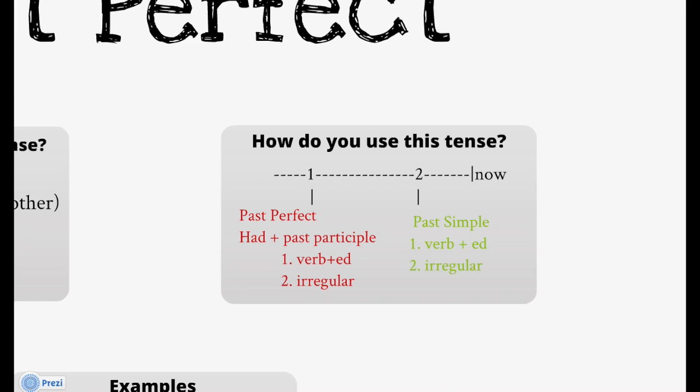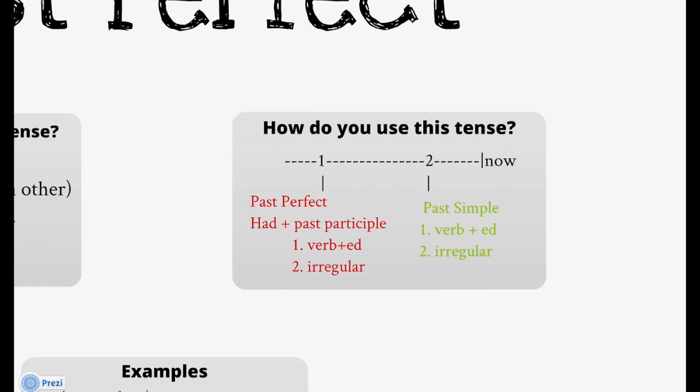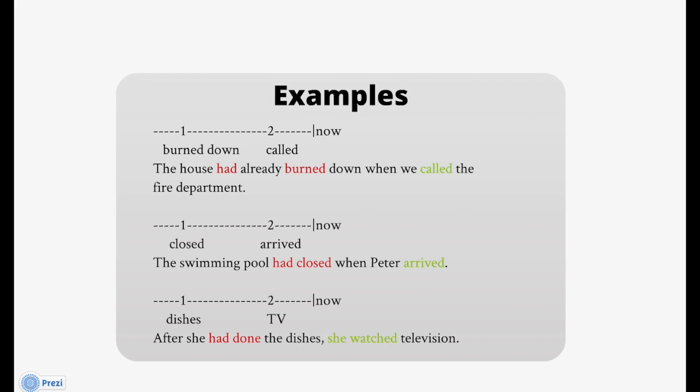Let's look at some examples, because this is probably still very vague. You can see in the timeline that two things have happened. The first event is that the house has, well, unfortunately I must say, burned down. And the second event is that you called the fire department. Now, what do you get? The house had already burned down when we called the fire department.